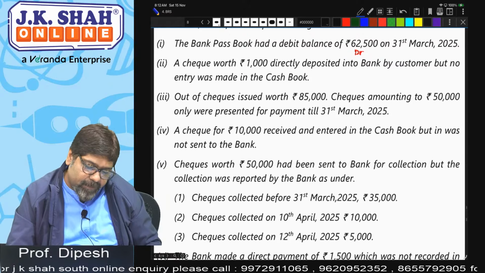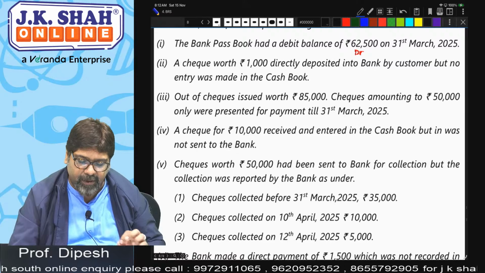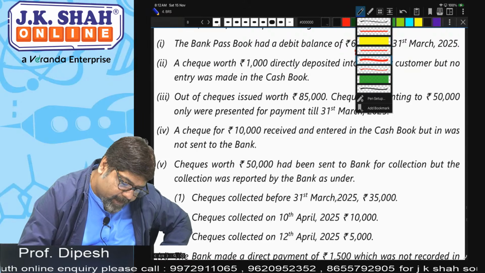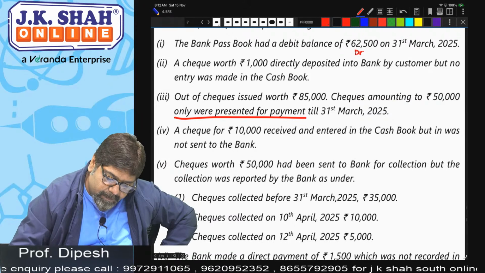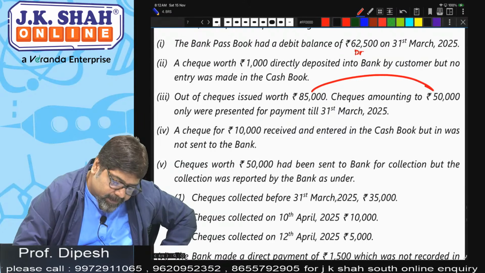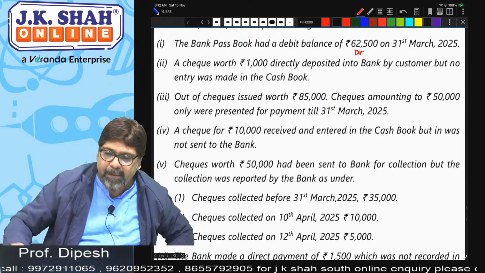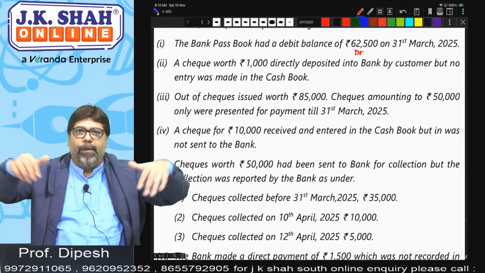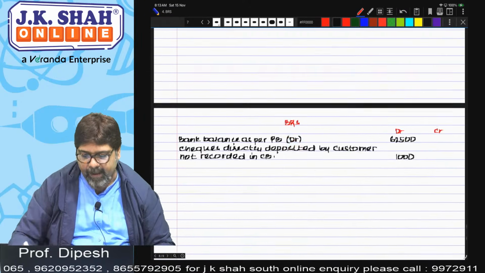Now, out of checks issued worth rupees 85,000, checks amounting to 50,000 were only presented before 31st of March. That means checks worth rupees 35,000 were not presented. Yes or no? Checks worth rupees 35,000 were issued but not presented to the bank. Am I clear? Yes, sir.